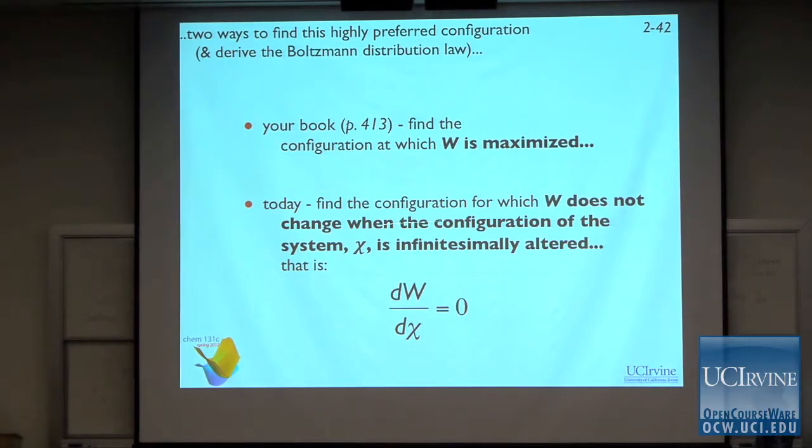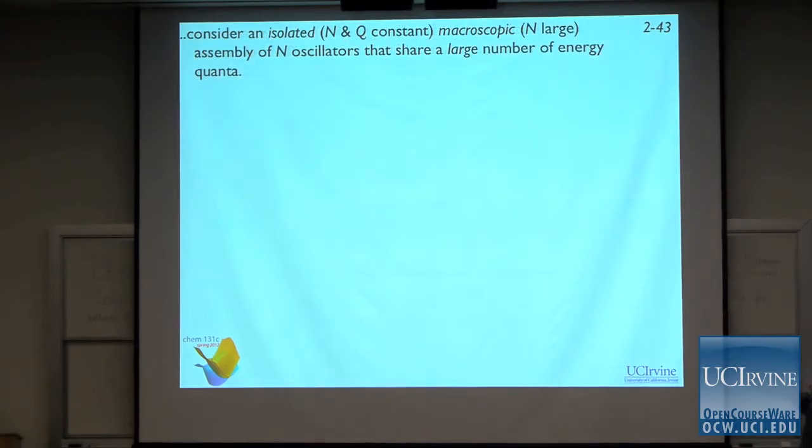Today, find the configuration for which W does not change when the configuration of the system is infinitesimally altered. In other words, if I shift the configuration left or right of that peak point slightly, W doesn't change because the derivative there is 0. I've located the peak of that distribution. So I've located that magic configuration. That's the whole point of the Boltzmann distribution law.